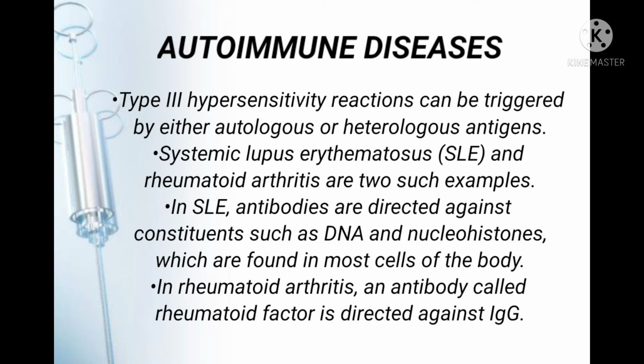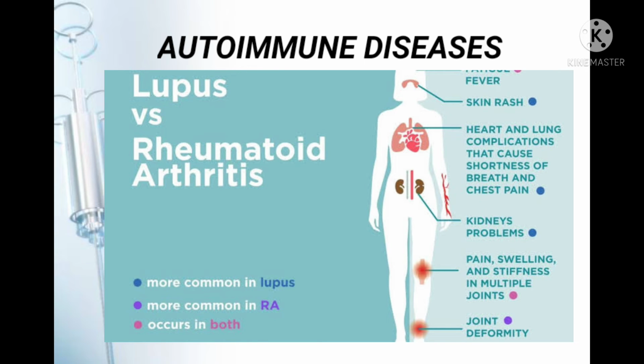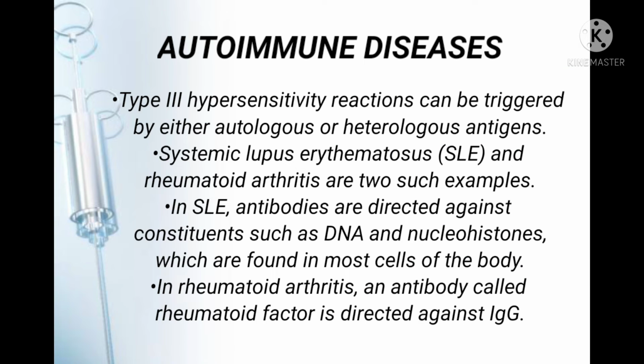Autoimmune diseases. Type 3 hypersensitivity reactions can be triggered by either autologous or heterologous antigens. Several of the autoimmune diseases fall in this category. Systemic lupus erythematosus, or SLE, and rheumatoid arthritis are two such examples. In SLE, antibodies are directed against constituents such as DNA and nucleohistones, which are found in most cells of the body. While in rheumatoid arthritis, an antibody called rheumatoid factor is directed against IgG. Immune complex deposition occurs in the membranes of inflamed joints.